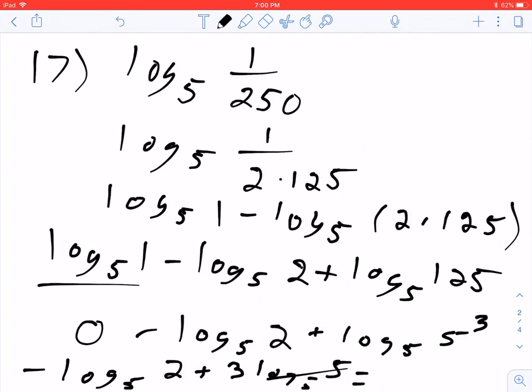So the final answer here is negative log base 5 of 2 plus 3. And I apologize for the writing. I lost my stylus, either that or one of my kids took it. And so I'm trying to just write with my pointer finger, and it's pretty difficult. So the final answer for number 17 is negative log base 5 of 2 plus 3.